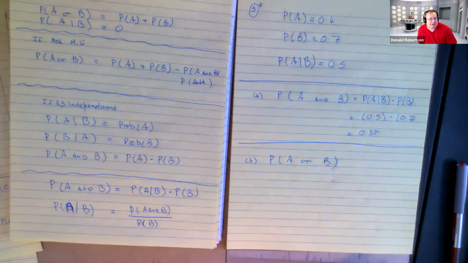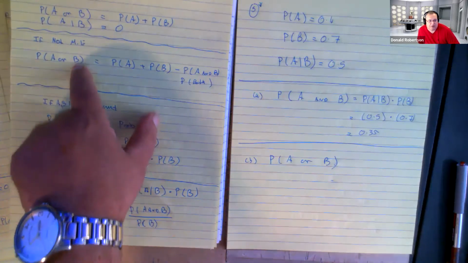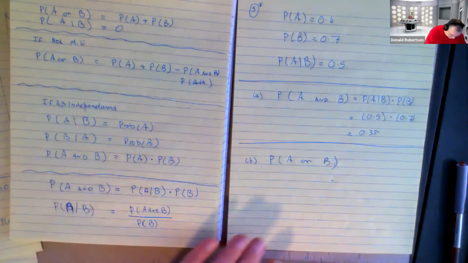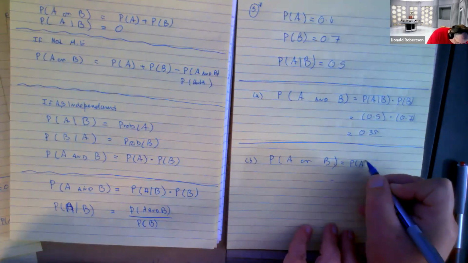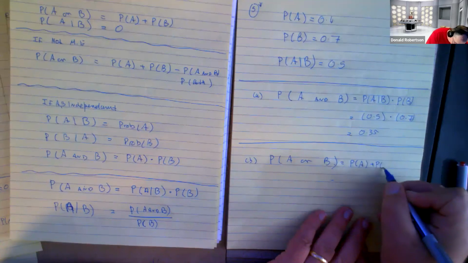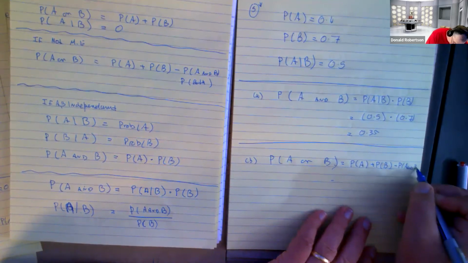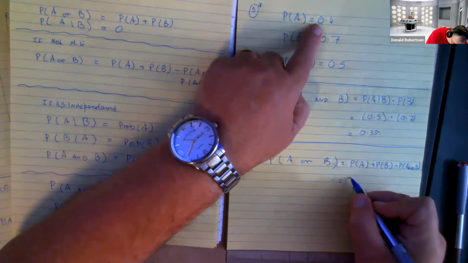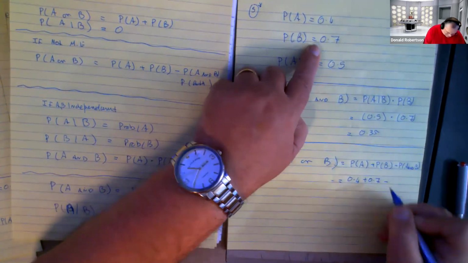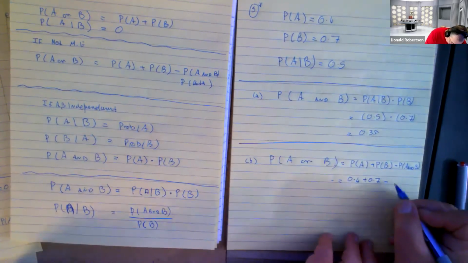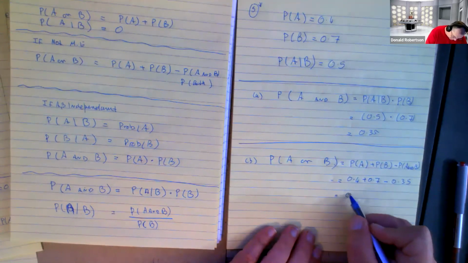Let's do an A or B. If you look at an A or B, right, you're either this or this. So this one here works actually in all situations. So it's the probability of A plus the probability of B, take away the probability of A and B. Well, I know A is 0.4. I know B is 0.7. And I know this one because I found it out in question A. And if you put all this together, you get 0.75.